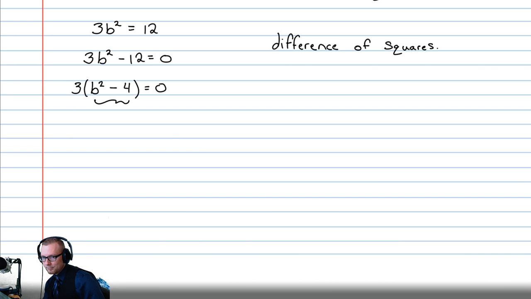Oh, wait. You will make 4 like 2 squared. See, 4 is 2 times 2, right? 2 squared. Yeah, and it will be b plus 2 times b minus 2. Yeah, there you go.